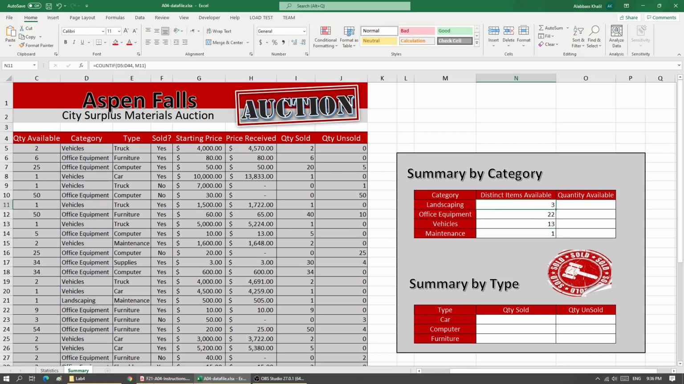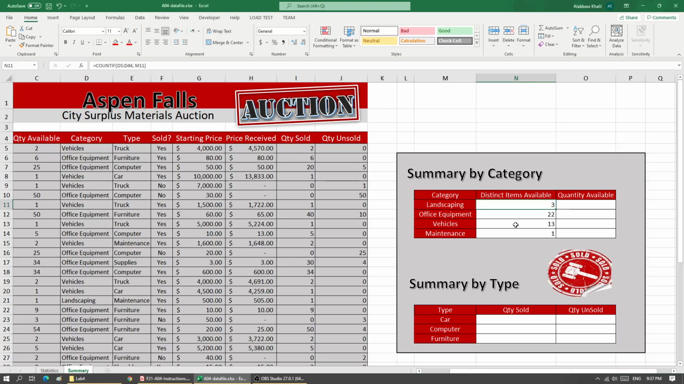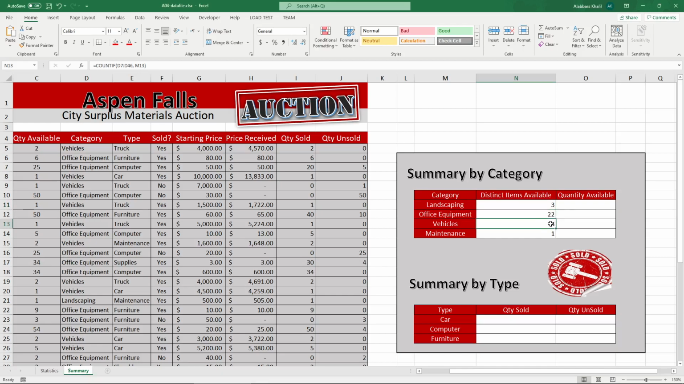However, if we compare the answers, 3, 22, 14, and 1, 3, they're not all there. So this 13 actually has to be 14. Why am I getting the answers wrong? Well, remember, just like M11 is going down with you, the blue part, the range, is going down with you.